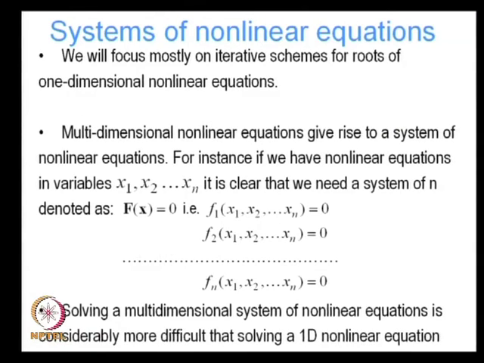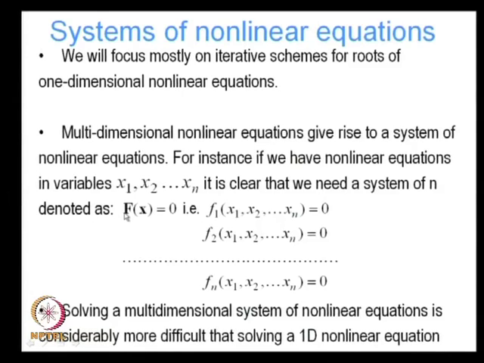Multidimensional nonlinear equations, what do I mean when I say multidimensional? It means that there is more than one independent variable. Instead of just x, there is a vector of independent variables x1, x2 through xn. So, multidimensional nonlinear equations give rise to a system of nonlinear equations. For one variable I need one equation, for n variables I need n equations. So, I need a system of equations, and that I can represent as a vector.